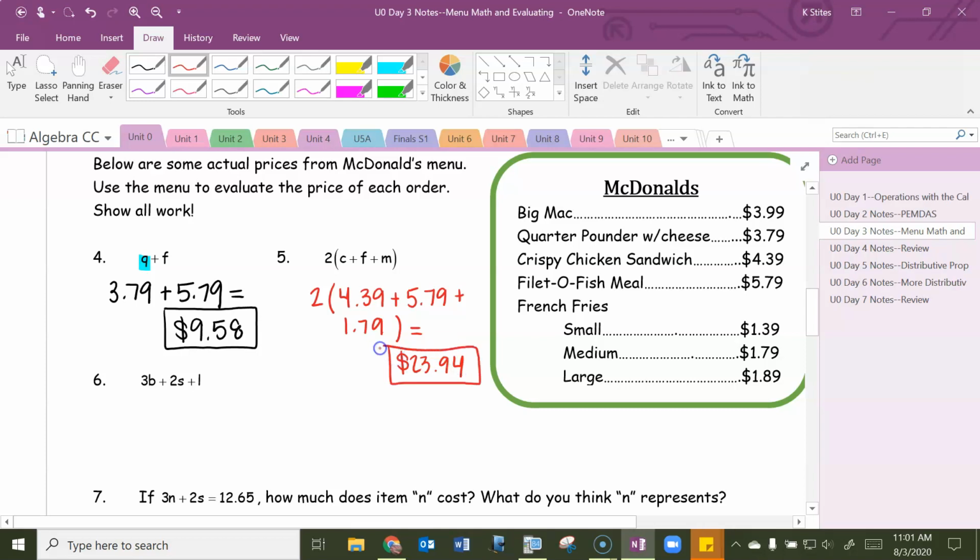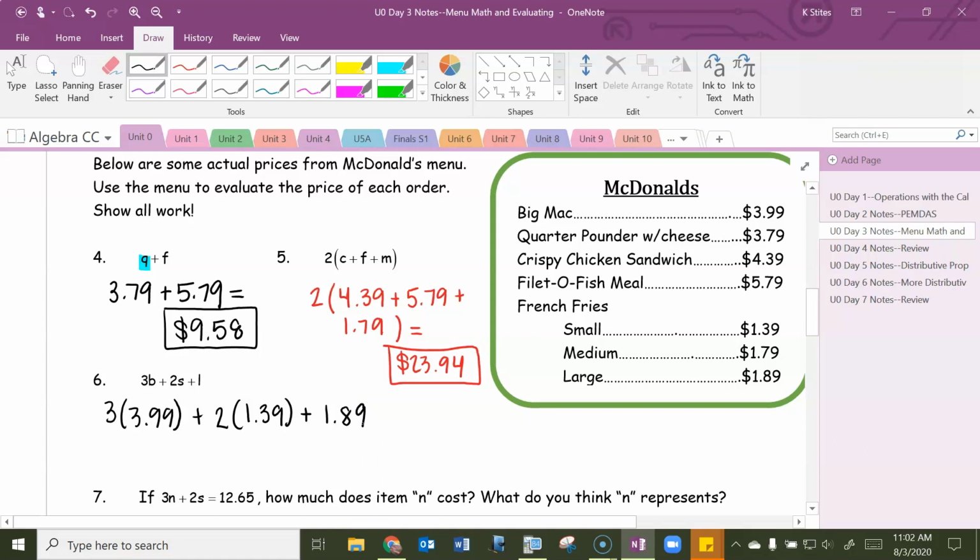Okay. Number 6. 3B. Okay, B is going to be Big Mac. So we're getting 3 of the Big Mac, $3.99, plus 2S. What do we think the S is? Yep, a small French fry. Plus, that's an L. So look at your menu items again. The L is referring to the large French fry.